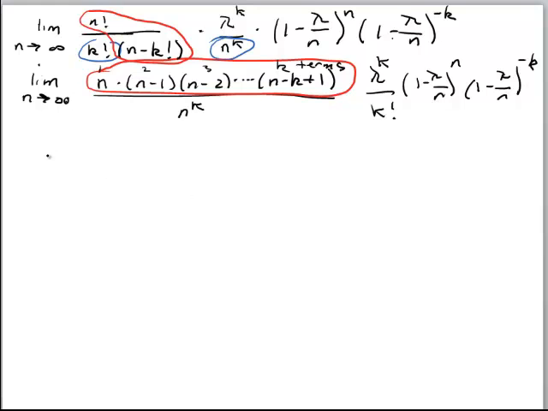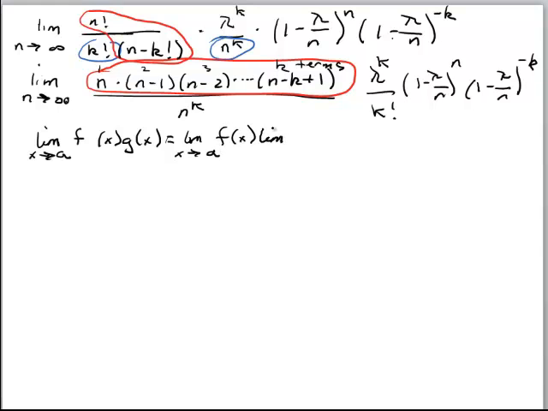So let's just keep in mind a few little tricks from the calculus. The limit as x goes to a of f of x times g of x is just the limit as x goes to a of f of x times the limit as x goes to a of g of x.